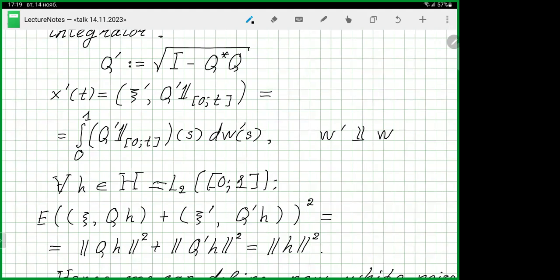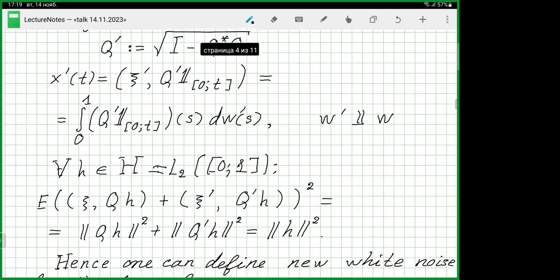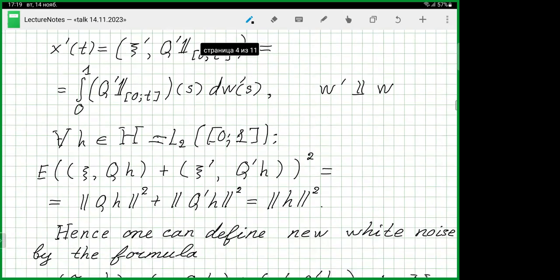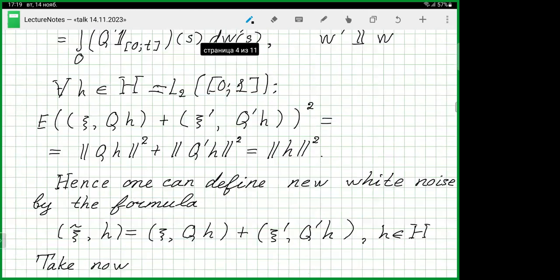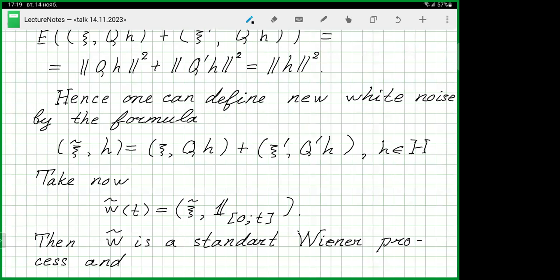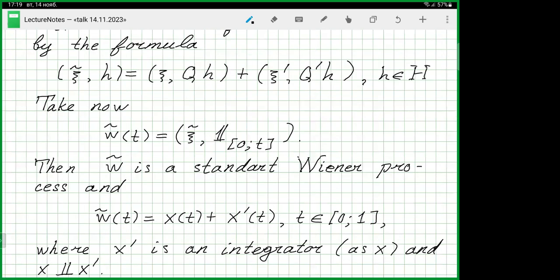So we have this relation because of independence and properties of white noise, trivially. So it means that one can define new white noise, psi with tilde, by this formula. And now one can define a new Wiener process related to this white noise. And by the way, this Wiener process W with tilde is equal to X_t plus X prime_t, where t belongs to [0,1], and X prime is also an integrator.